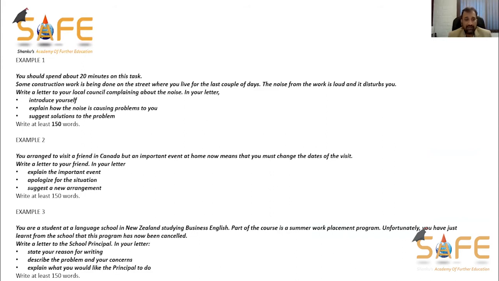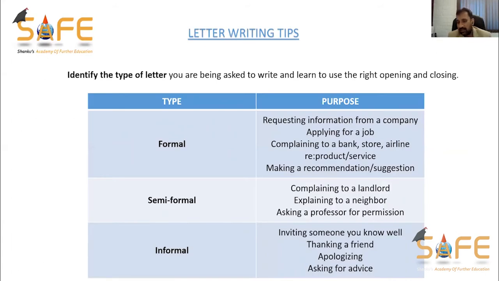Second one, you arrange a visit for a friend, can form into the informal because you know the person and you're apologizing. So this can be a part of the informal letter writing skills. And this one also falls in the semi-formal category, the example 3, where you are writing to your professor or a principal regarding the change or the cancellation of the part-time summer work placement program. So you have to understand these.